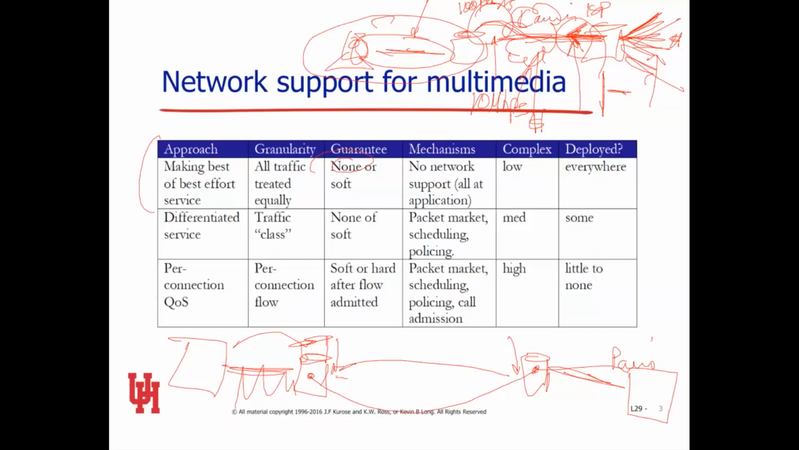So best efforts is just the first step you can have. If you want to try and do something more, one of the things you can do is try and identify the traffic that ought to be treated differently. And this, in general, is referred to as differentiated service or prioritization.